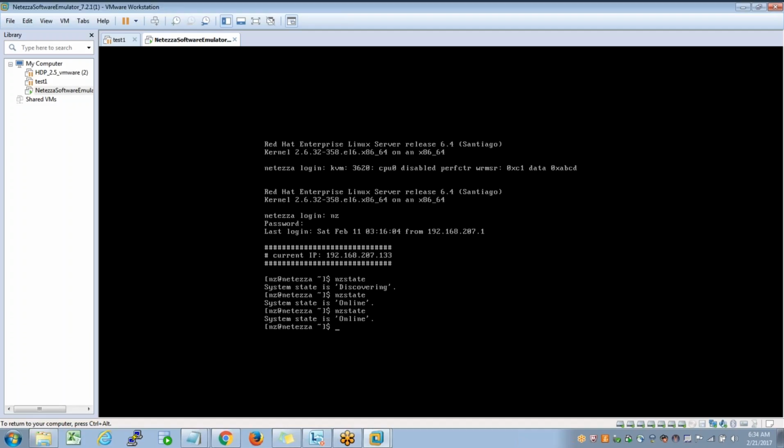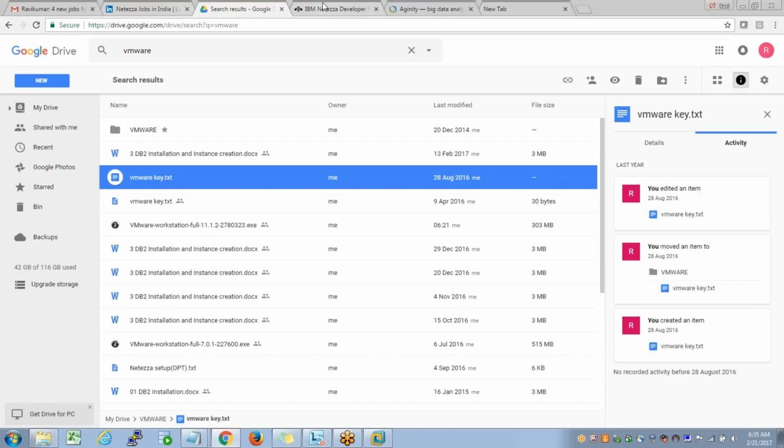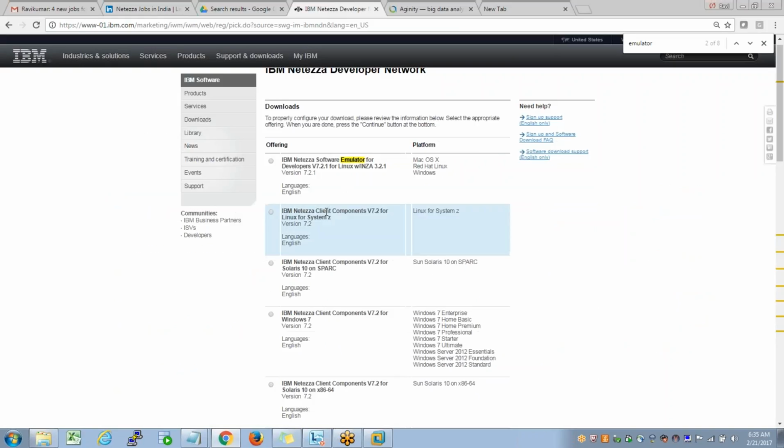Now, what is the solution I have? I have to install the clients. If you are using a Windows box, I'll install a Windows client, and if you are using Linux or AIX or HP-UX, I'll install the respective Netezza clients for you. So that's where these clients come into the picture. If you look here, Netezza client components.